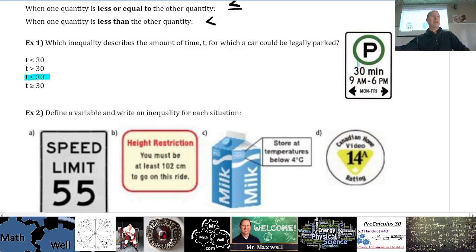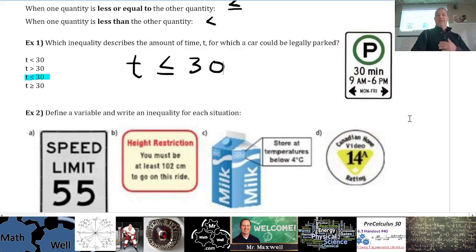So can you park exactly 30 minutes? Yes, you can. So that's equal to. Can you park 5 minutes? Yeah, or 6, right? 10, 12, 17, 25. You can park any of those. So t is, I'll make that a little bit bigger. T is less than or equal to 30. The time that you can spend legally parked is less than or equal to 30.